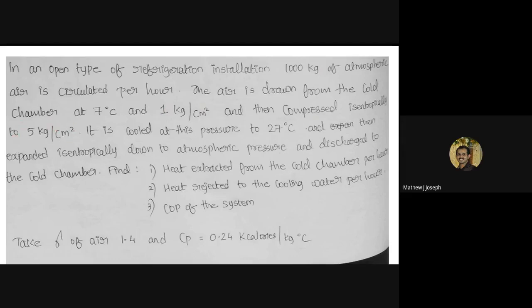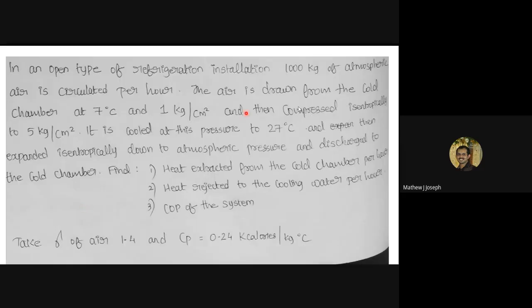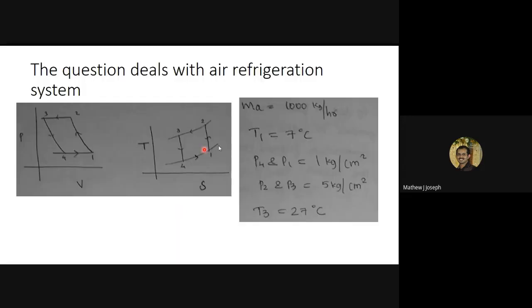So now which will be our temperature? If they were talking about T4 as 7 degrees Celsius, immediately after point 4 it is our refrigeration step, not the compression process. But here in our question, they are telling that after taking the air from the cold chamber at 7 degrees Celsius, it is straight away going for the compression step. So what does that mean? They are talking about 7 degrees Celsius as the temperature at point 1.